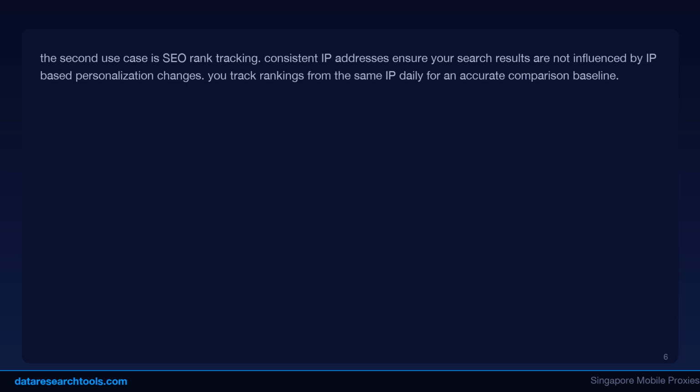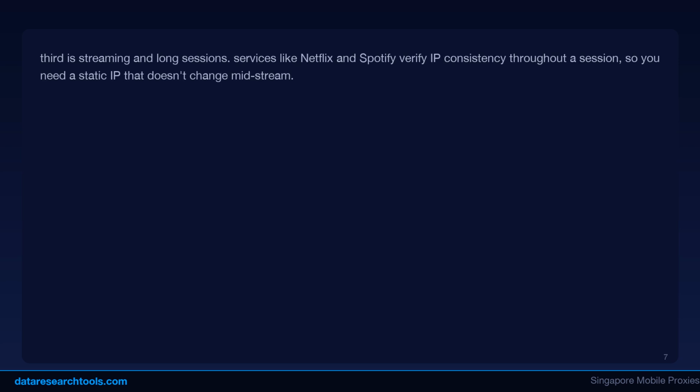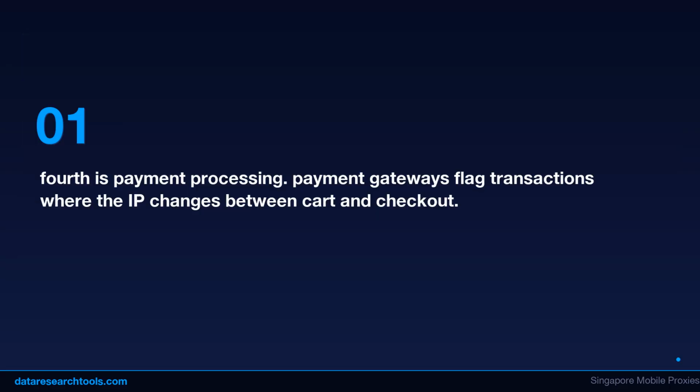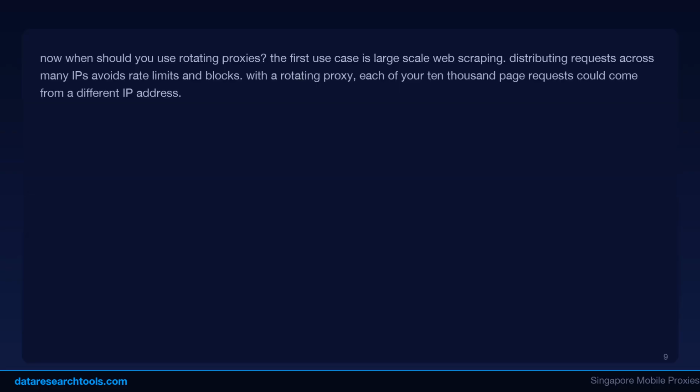The second use case is SEO rank tracking. Consistent IP addresses ensure your search results are not influenced by IP-based personalization changes. You track rankings from the same IP daily for an accurate comparison baseline. Third is streaming and long sessions. Services like Netflix and Spotify verify IP consistency throughout a session, so you need a static IP that doesn't change midstream. Fourth is payment processing. Payment gateways flag transactions where the IP changes between cart and checkout.